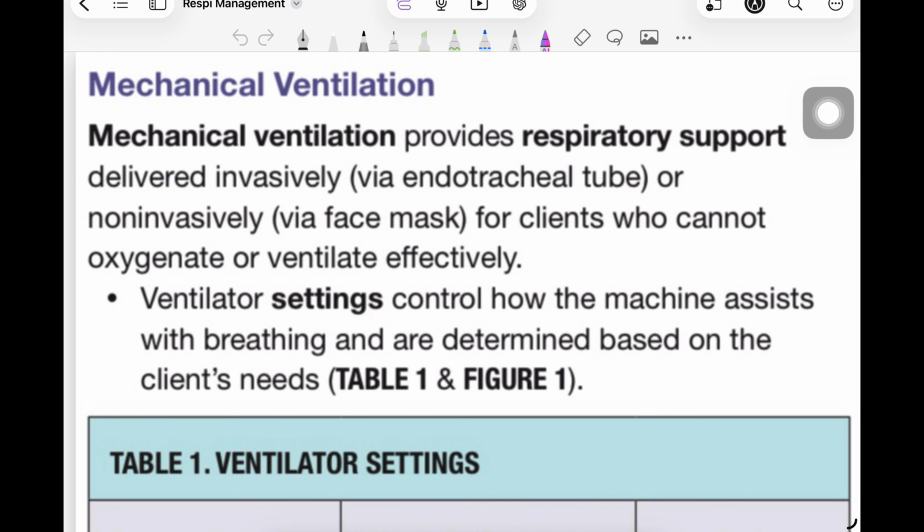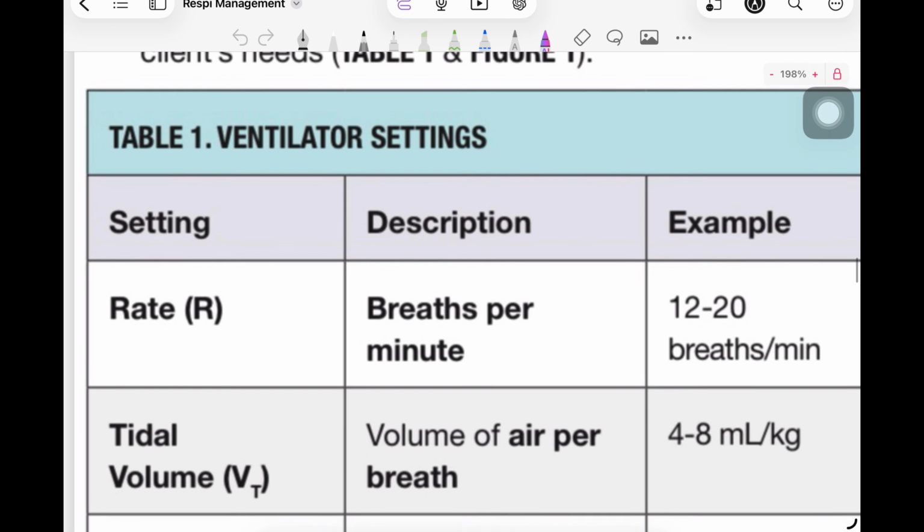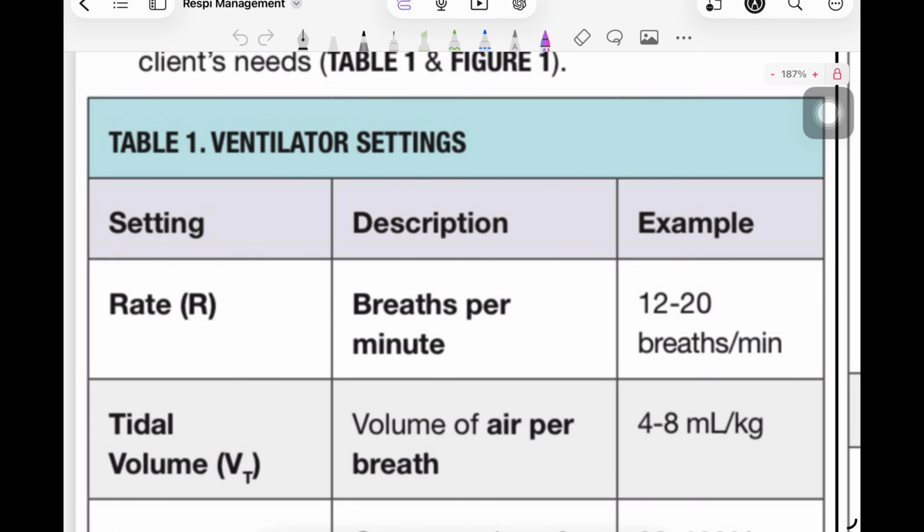Now, we also have here ventilator settings. Ventilator settings control how the machine assists with breathing and are determined based on the client needs. Let's refer to table 1. We have here the different ventilator settings. Ito yung binibigay or in-order ni Doc, na settings ng ating mechanical ventilator.